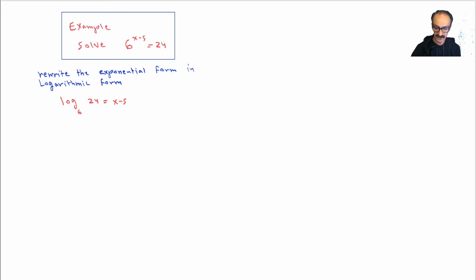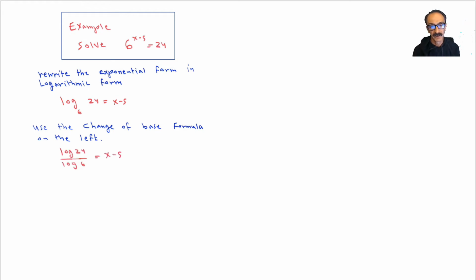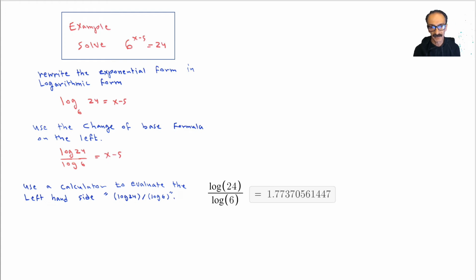Let's now apply the change of base formula. On the left, it's going to be log 24 over log 6. With the calculator, we get approximately 1.774. So we replace that on the left, and we write approximately. Add 5 to both sides, and that should do it. And we're done with this problem. So it's approximately 6.774.